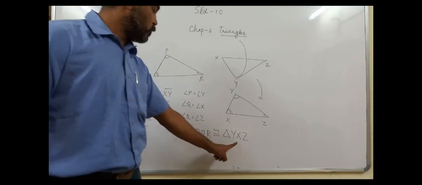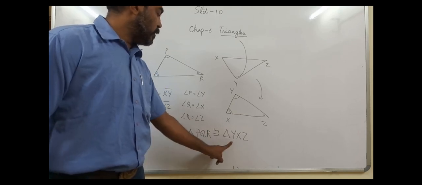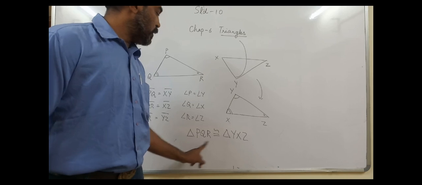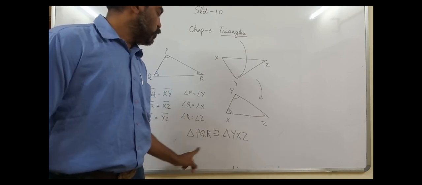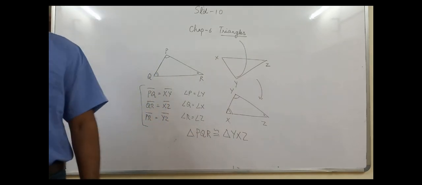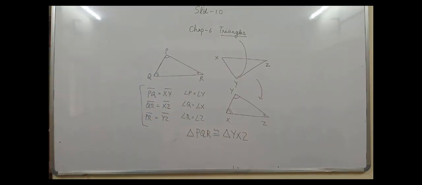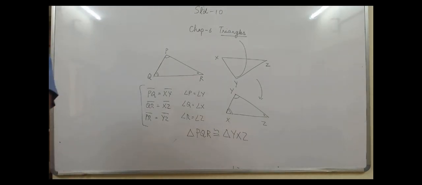You can write 6 correspondences here: PQR to XYZ, PQR to XZY, PQR to YXZ, PQR to YZX, PQR to ZXY, and PQR to ZYX. 6 correspondences are there. It is possible that the correspondence may be congruent in more than one condition, for example, when we have an isosceles triangle. So we'll go to that later on.